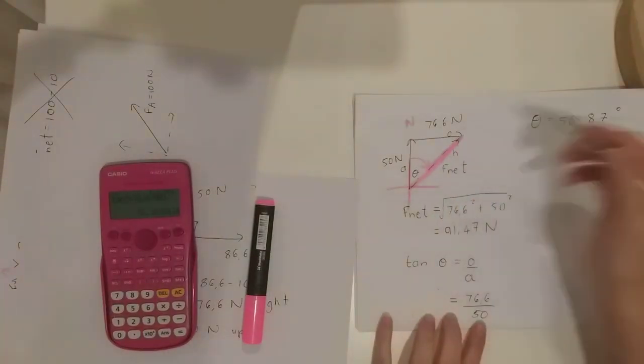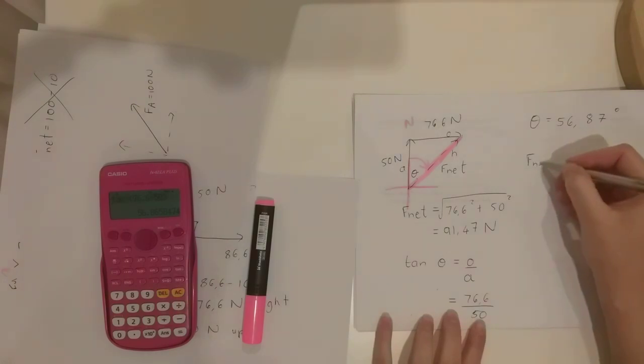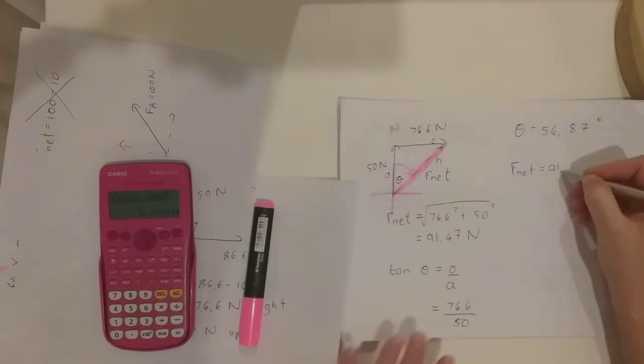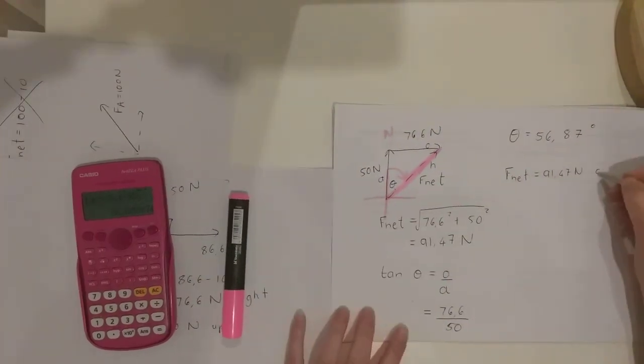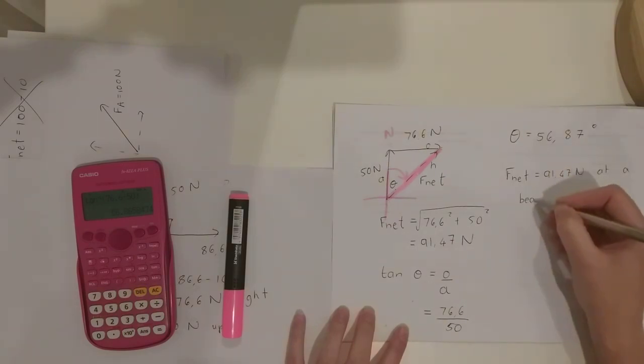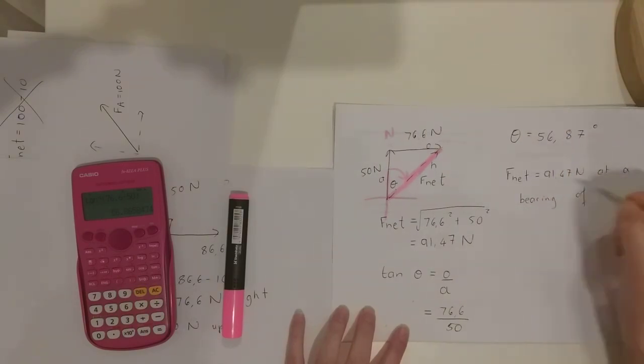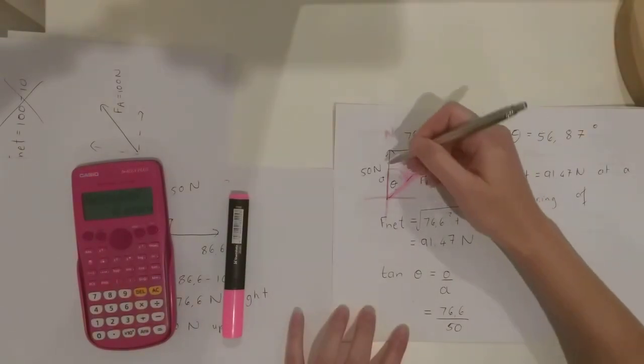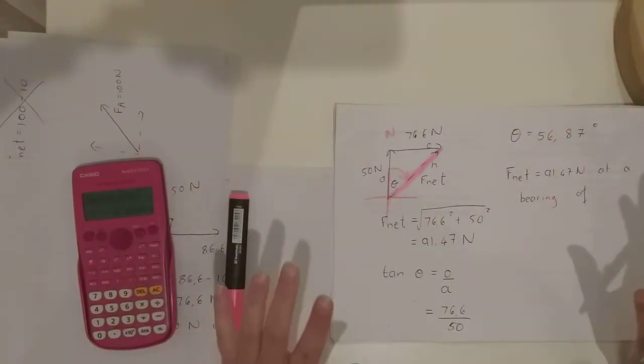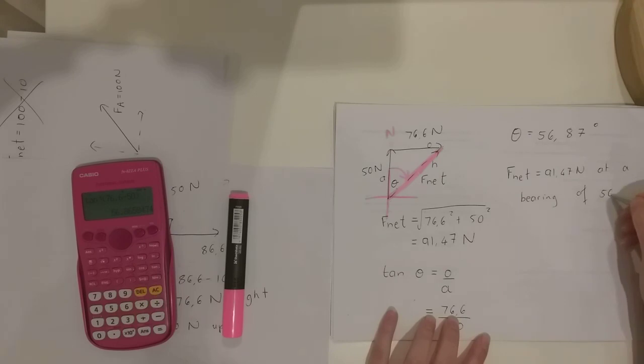I'm literally just going to go, my final answer is equal to 91.47 newtons at a bearing of, and that theta is literally my bearing. It's clockwise from north, it's perfect. It's nothing that I need to do with that. So 56.87 degrees.